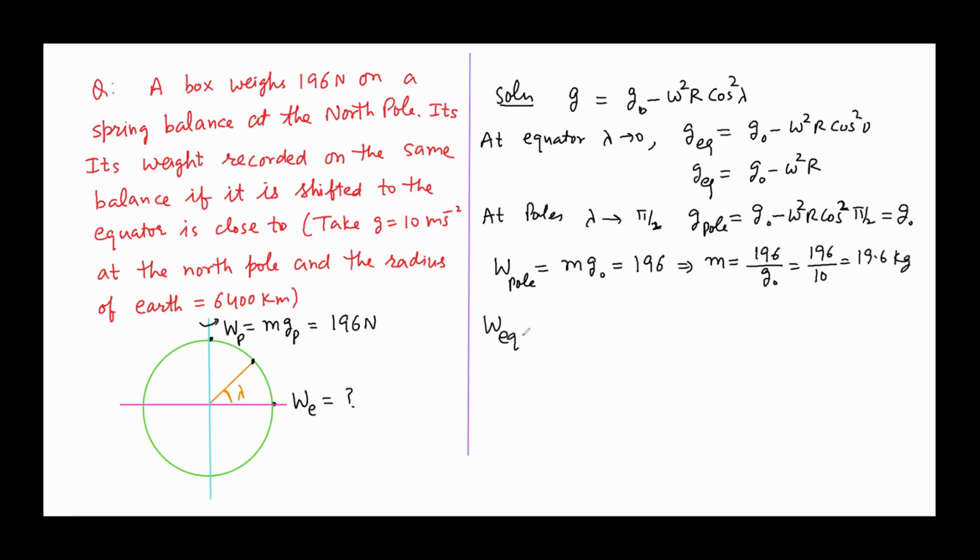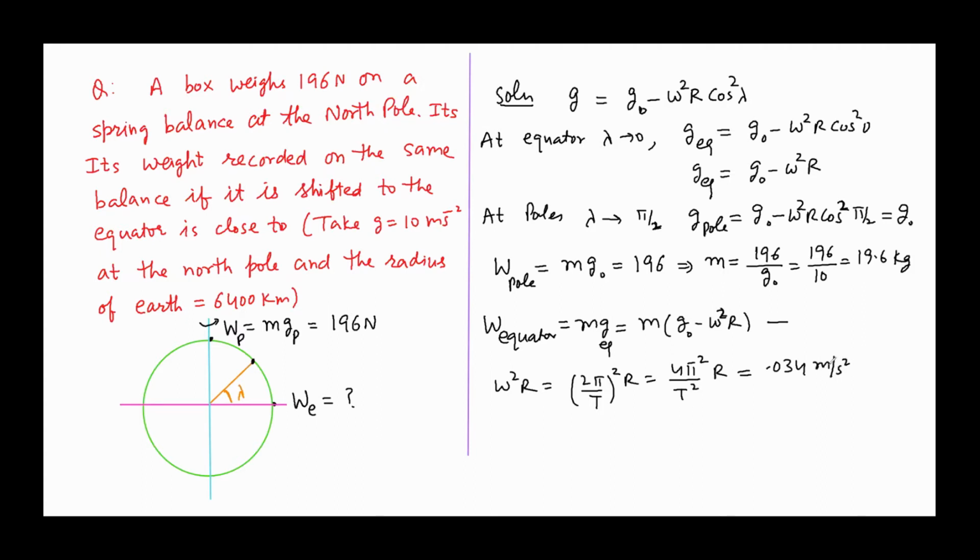What is the weight at the equator? It will be m into g. Acceleration at the equator is g naught minus omega square R, so it is m into g naught minus omega square R. Now the point is, what is omega square R? Omega is 2 pi by T, whole square. R is the radius of Earth. So 4 pi square by T square into R. If you solve this value, it is nearly 0.034 meter per second square.